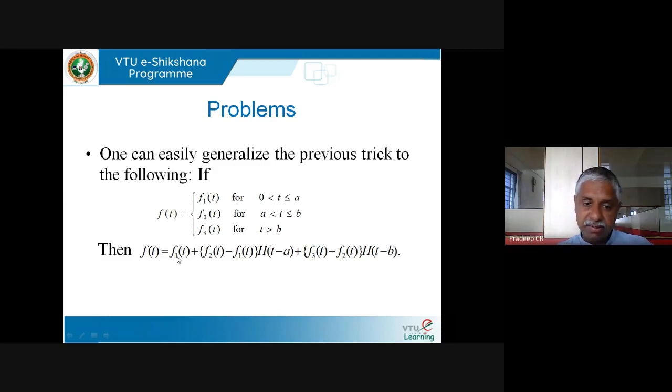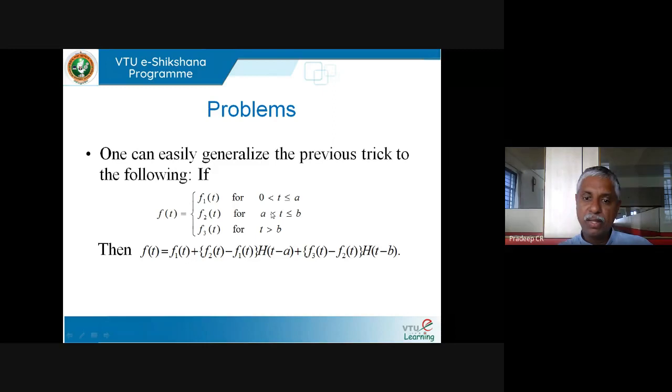So let us check this in three pieces. First, let t be less than or equal to a. If t is less than or equal to a, this is 0, so this expression is gone. Then t is definitely less than or equal to b also, so this is also 0 because h(t minus b) is 0. So both these are 0 if t is less than or equal to a, and I am left with only f1(t), which is what I want.